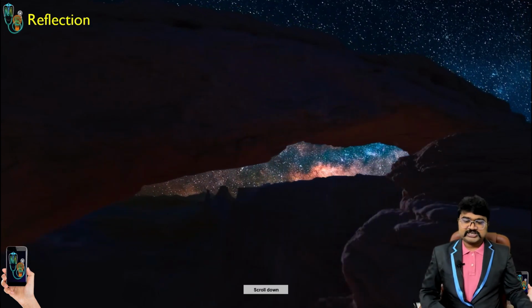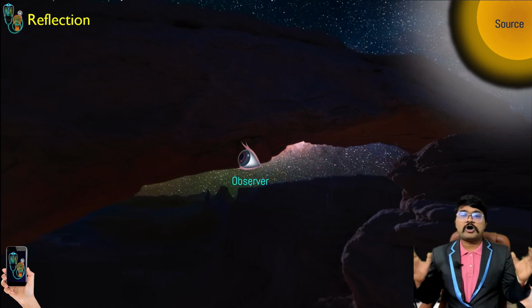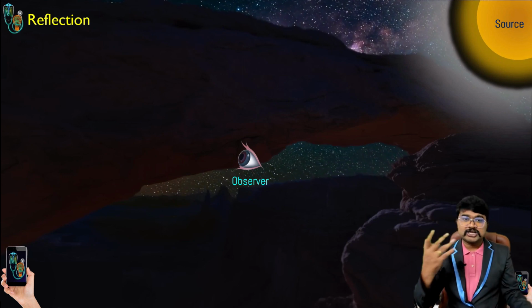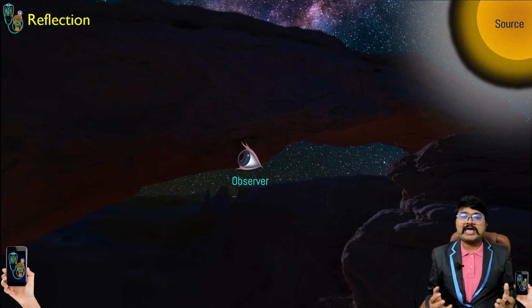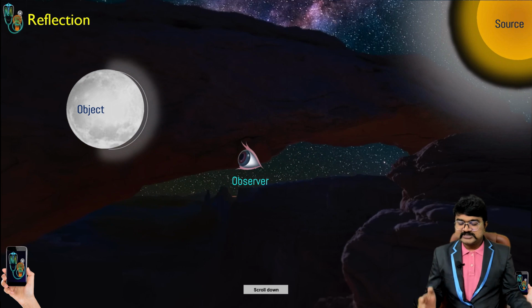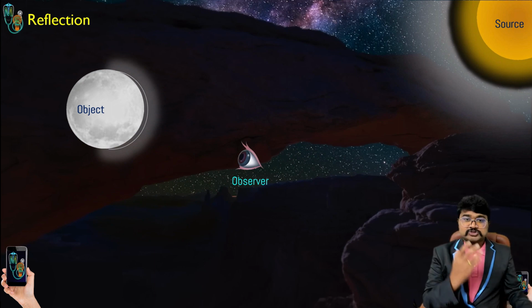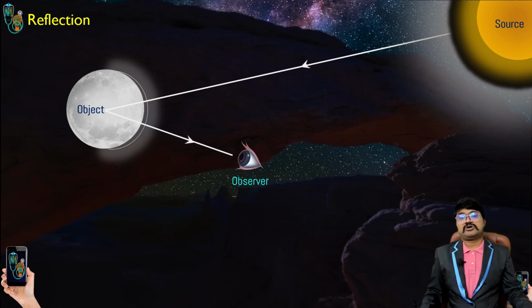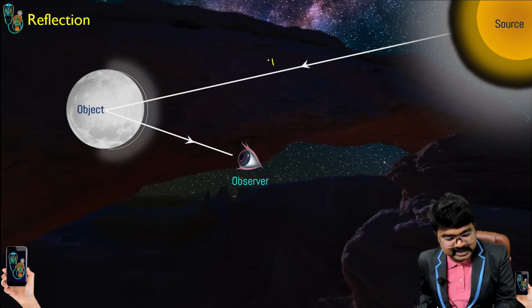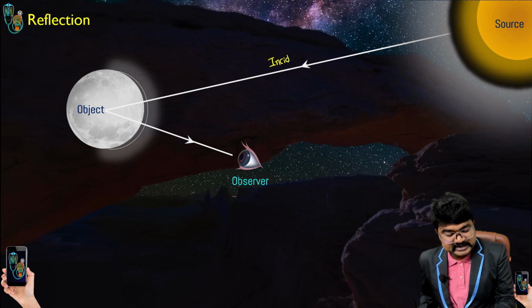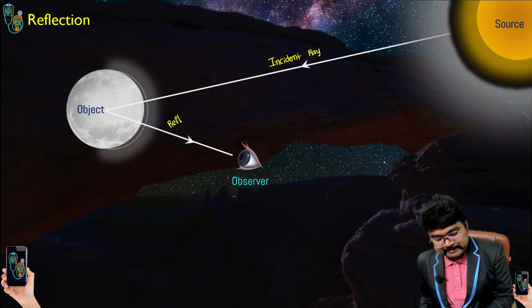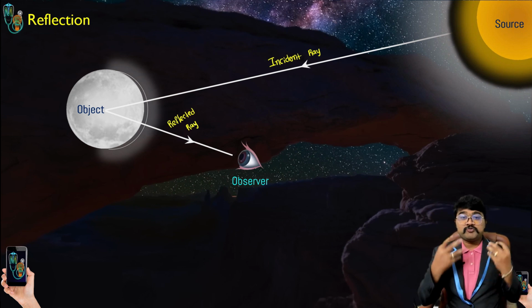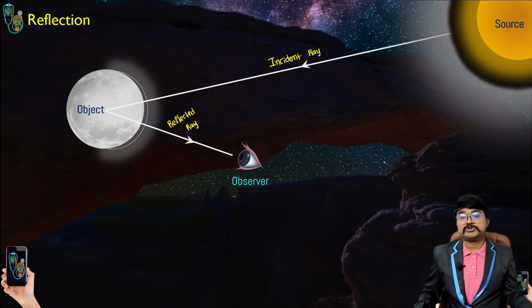Some more discussion about reflection here. Very simple. This is the source. The main source for seeing objects is the sun. From the sun, light is coming and is incident on the object, and the reflected ray reaches your eye. By that you are able to see the objects. Here this is the object. From the source, the incident ray is coming, incident on the object and reflected from the object, and the reflected ray reaches the observer's eye. This would be the incident ray, and this would be the reflected ray. So you are able to see that object, you will get the perception of vision.